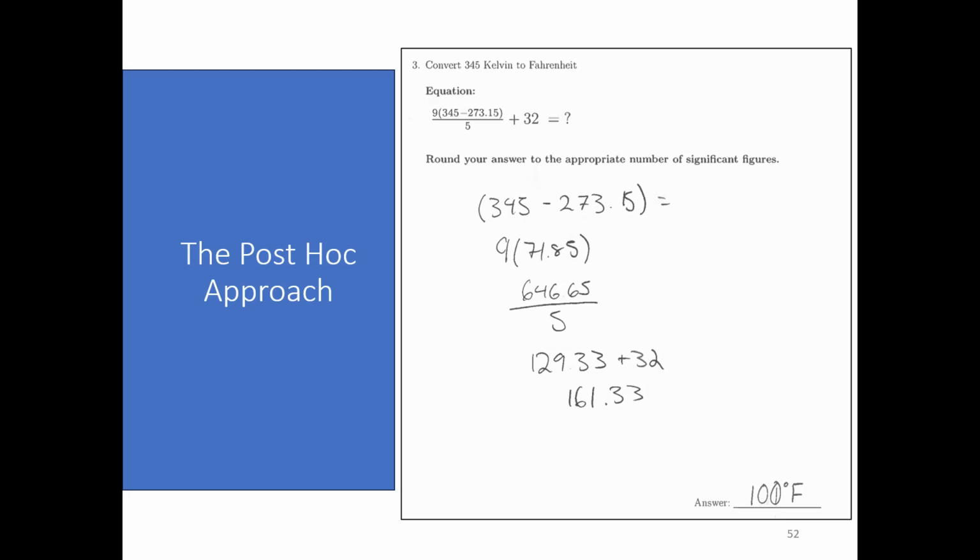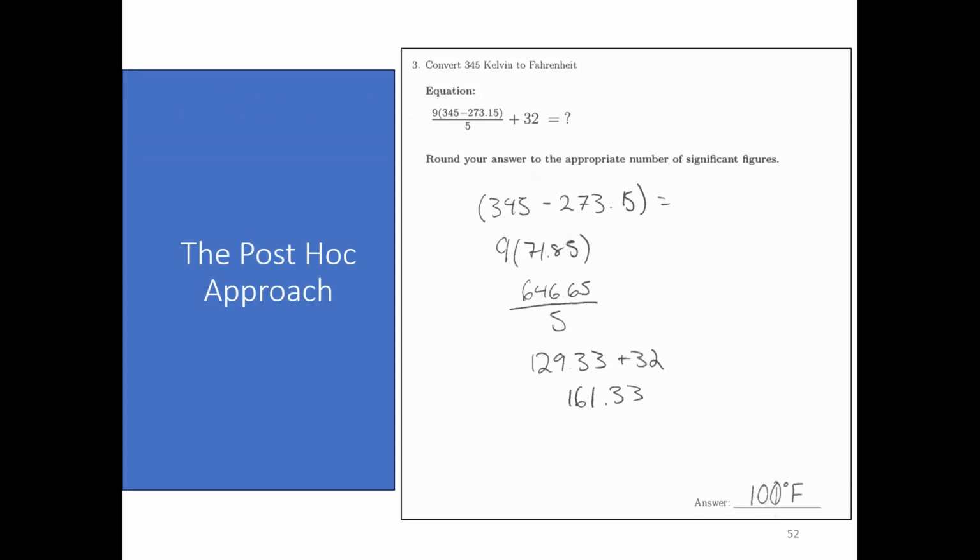This is a temperature conversion from Kelvin to Fahrenheit. We can see that here the student is doing all the math completely properly. They get the right answer. But while they were doing this, they were not thinking about sig fig rules at all. So first they get a mathematical answer, and then to decide how to round the answer, she looks up and goes, 9 is one significant figure, so let's just use that. And that is how 161.33 becomes 100. So that is an example of the post hoc approach in action.